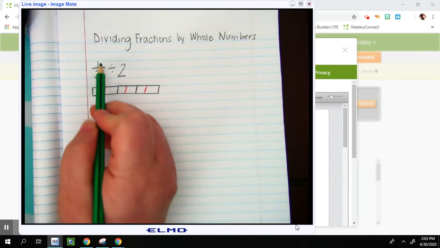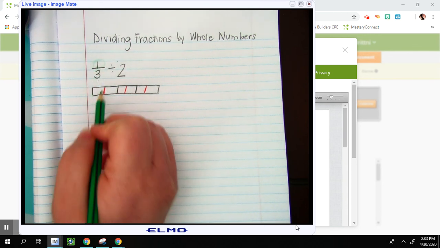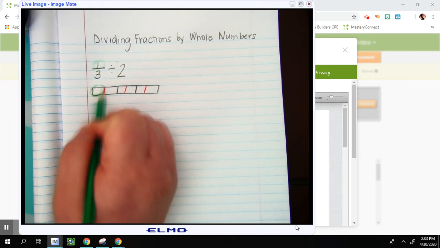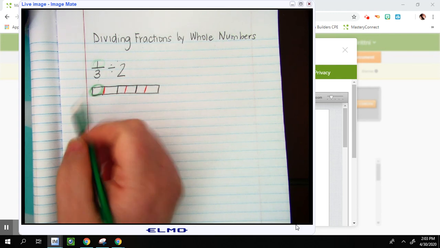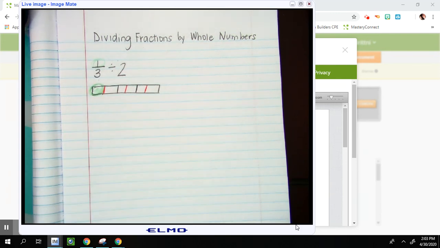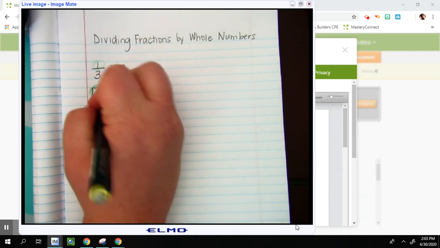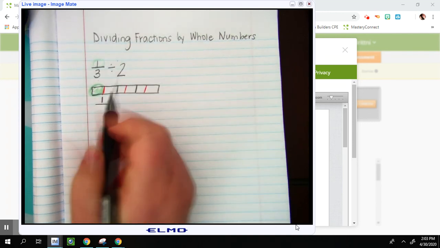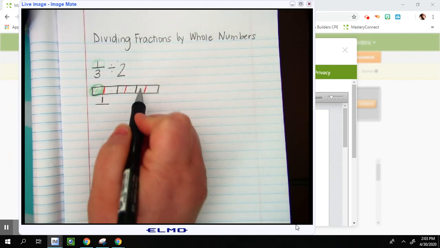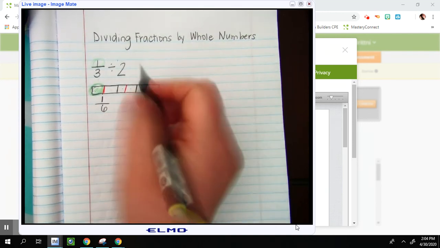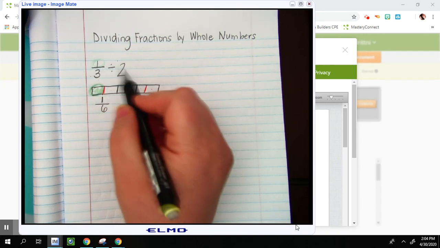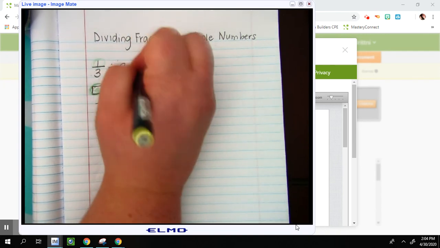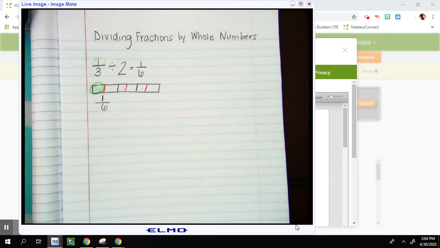Then, because my numerator is a 1, I care about this one piece right here. So I want to know how much this one piece is worth. Well, it is worth 1 out of 1, 2, 3, 4, 5, 6 pieces. So 1/3 divided by 2 equals 1/6.